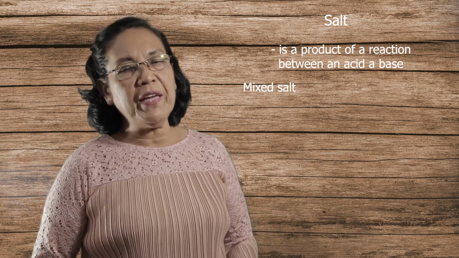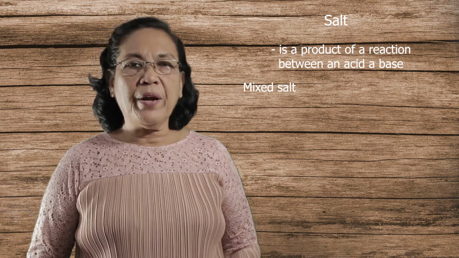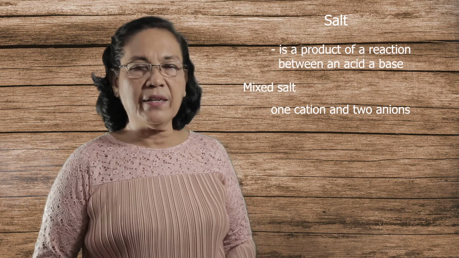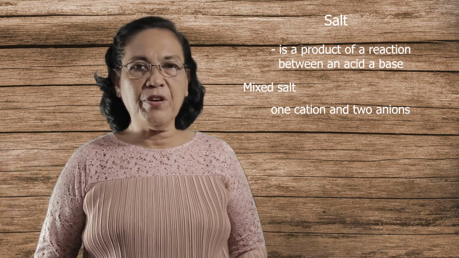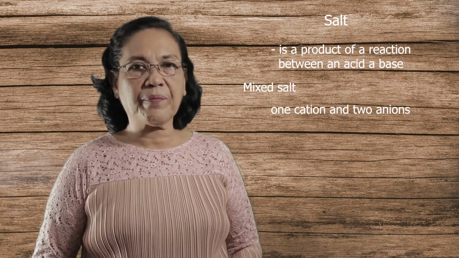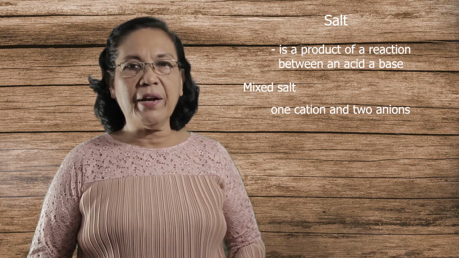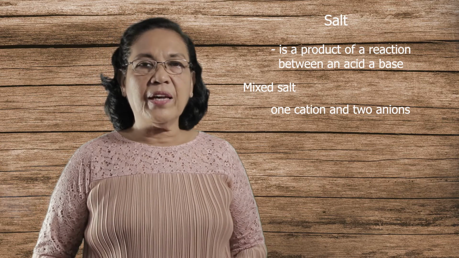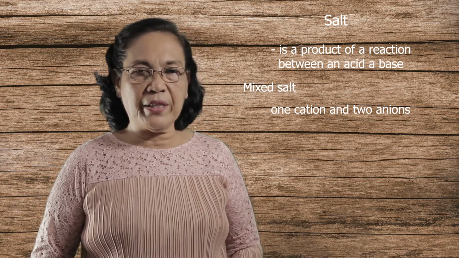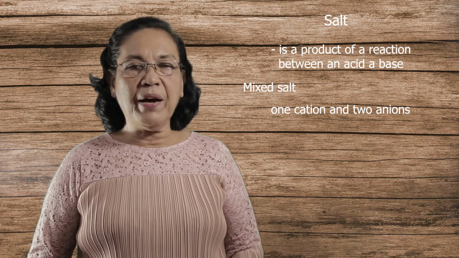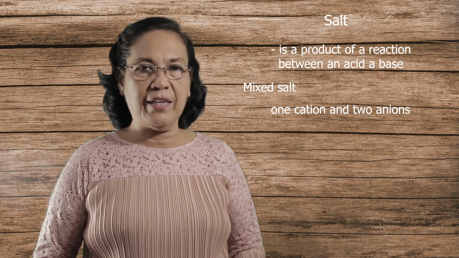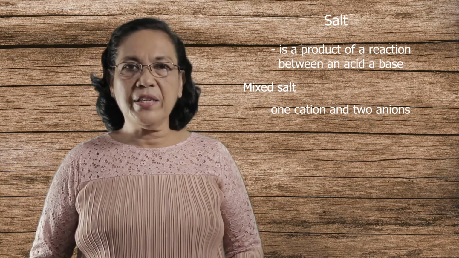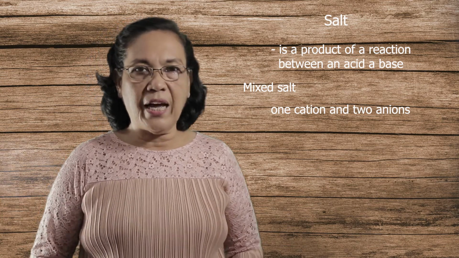Another group of the mixed salt is that one wherein there is 1 cation and 2 anions. How are we going to write the formula of this mixed salt? The general rule in writing the formula of this type of mixed salt is that, of course, the cation is to be written first, then followed by the anion with a higher oxidation state, and the anion with a lower oxidation state is written last.